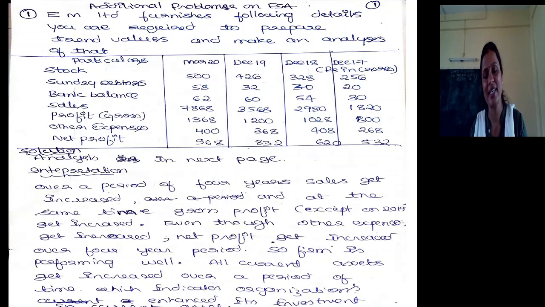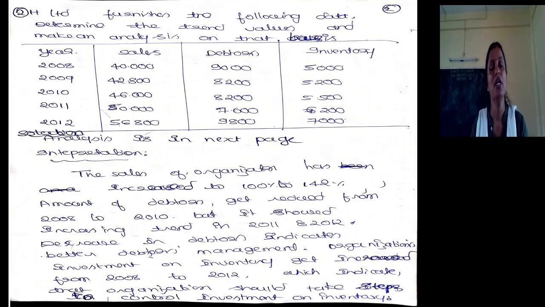All current assets increased over a period of time, which indicates the organization enhanced its investment in current assets. So this is all about this problem. It's an additional problem on trend percentages. I think in previous sessions, from session 1 to session 9, we solved only one problem on trend analysis. This may be the second problem on trend analysis. So now we'll move towards one more problem on trend analysis.